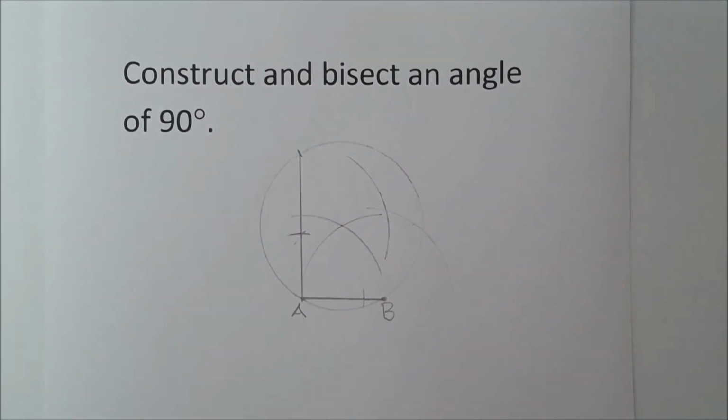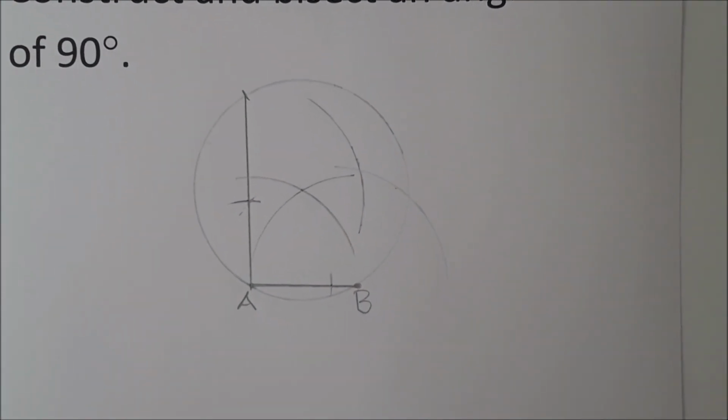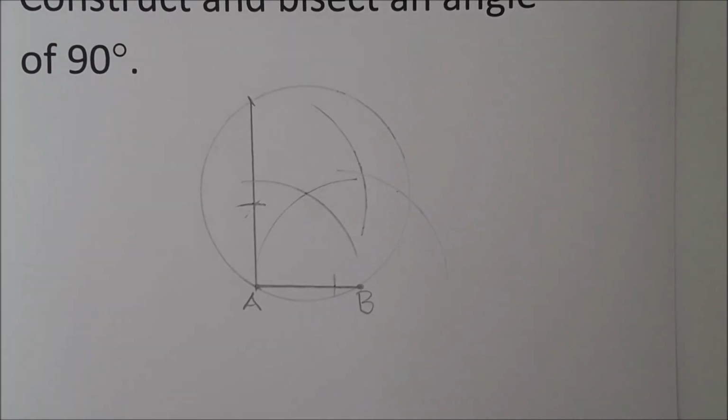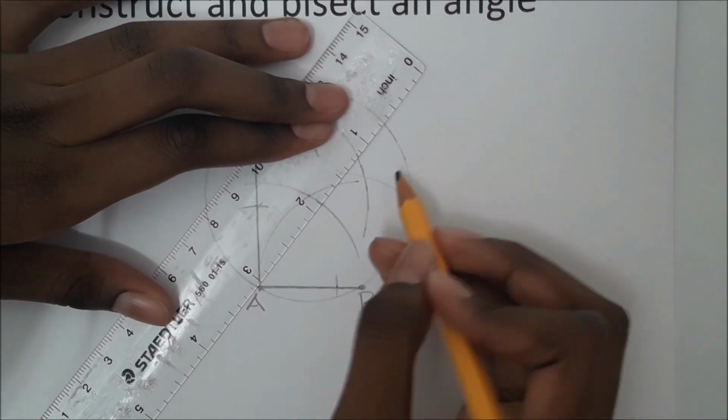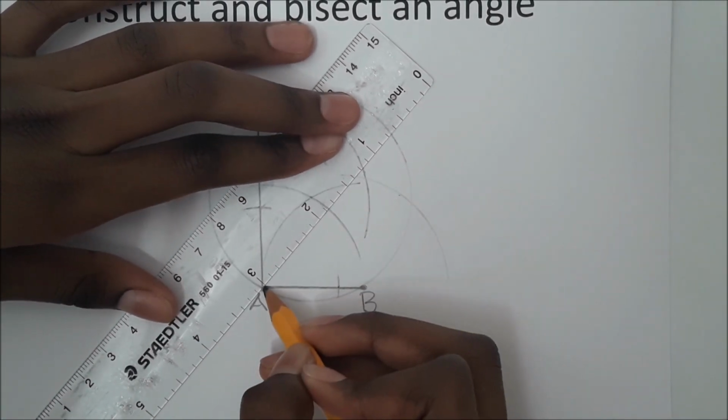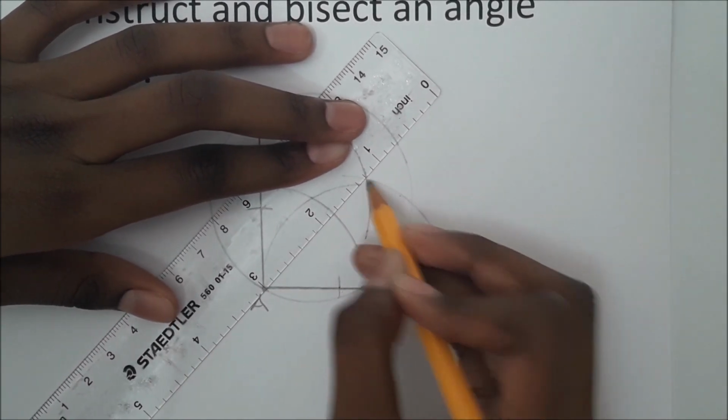Gotcha. Let me check it. Okay. Next. Then with your ruler and pencil, draw a line from the vertex to where the two arcs intersect.